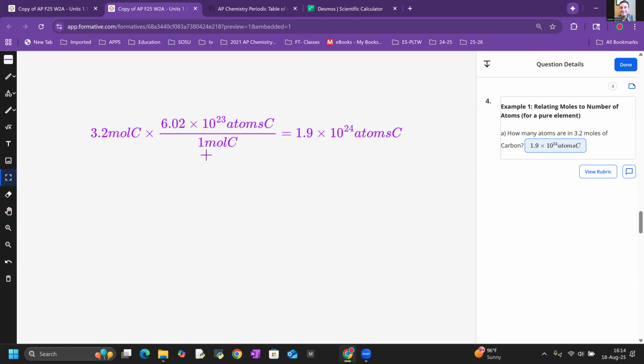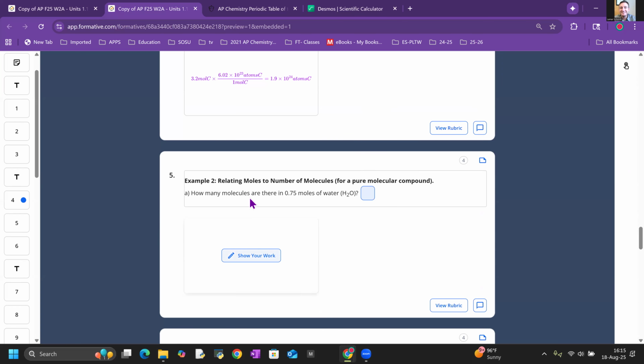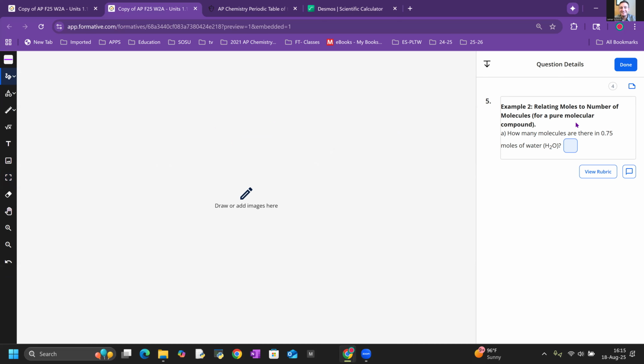In this case, when we're talking about an element, the representative particle for an element is an atom. The representative particle for a molecule is molecule, and the representative particle for an ionic compound is the formula unit. And so that handles question number 4. Question number 5 says relating moles to the number of molecules. Again, here the representative particle, this is water. Water is a molecule. Note it's made up of only nonmetals. So the representative particle is molecule.